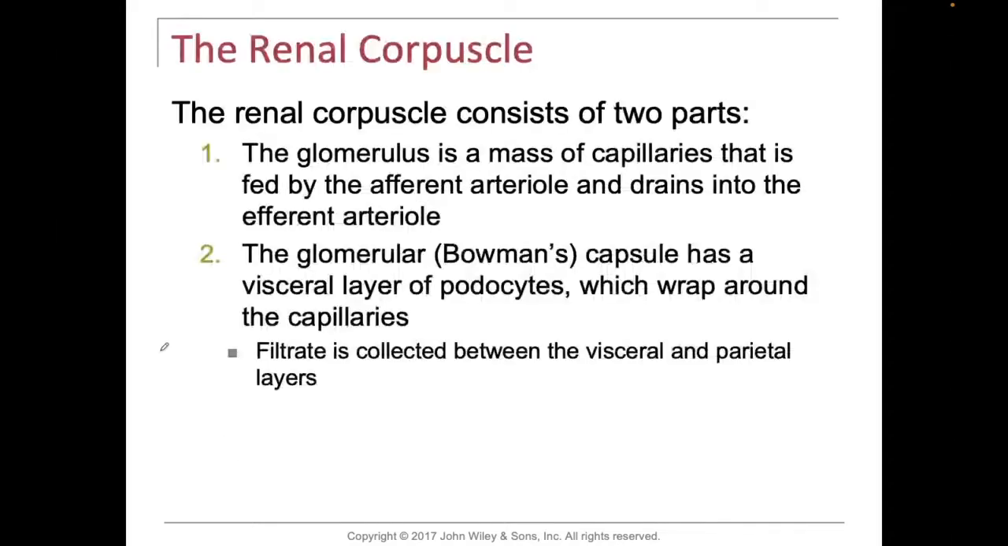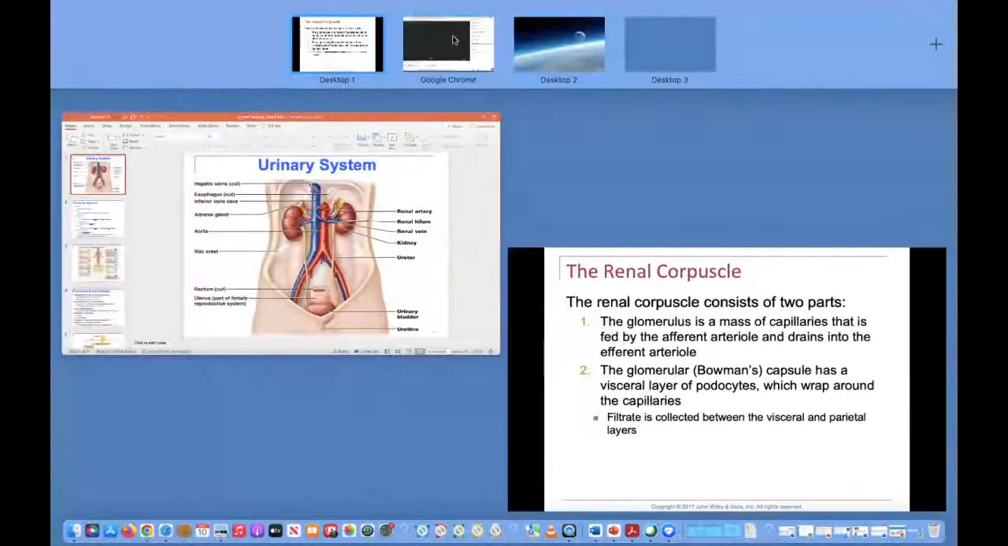Okay, when we come back, we'll talk a little bit about the renal capsule.